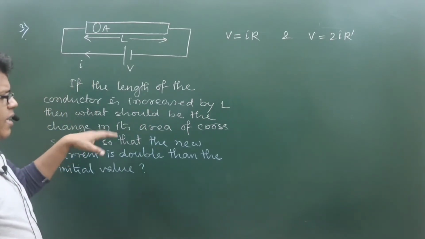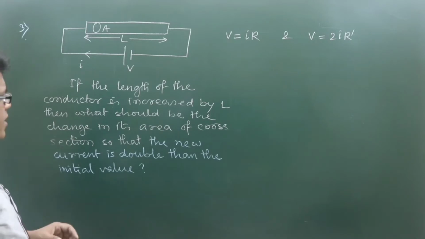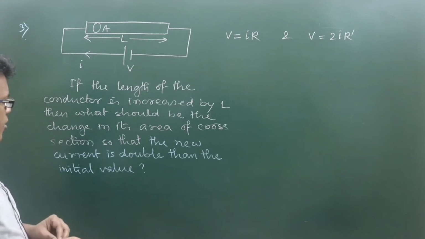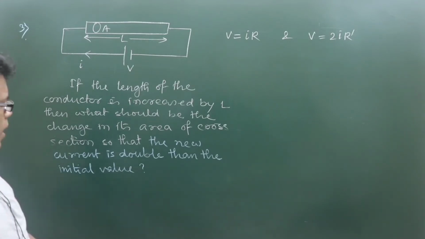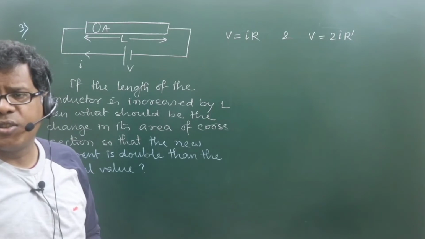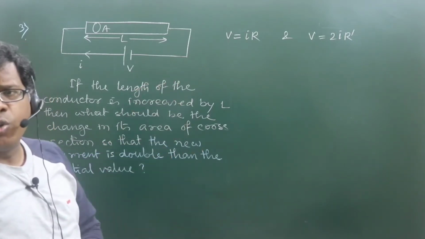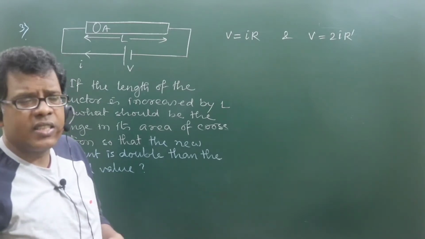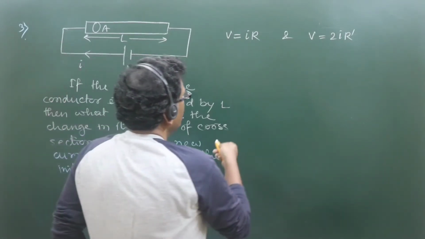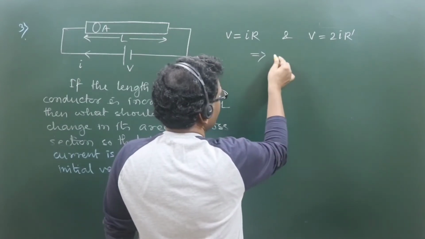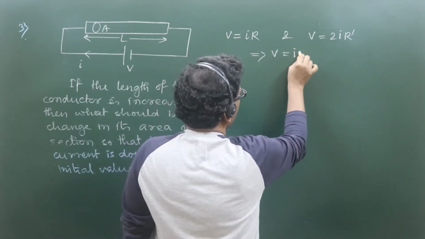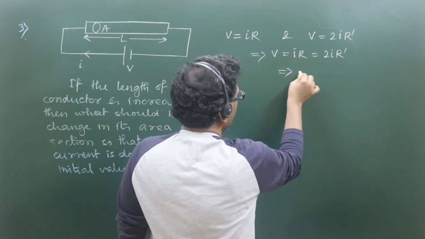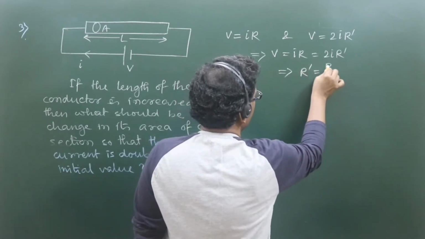Now in the second case, after changing the length as well as the area of cross section, the observation says that the conductor will allow double the current flowing through it. So that means the new current will be 2I, and the potential difference remains the same. So the new resistance can be assumed to be R dash. Comparing these two, I can write V is equal to IR, that is equal to 2I into R dash. So from this we come to know that R dash is equal to R by 2.